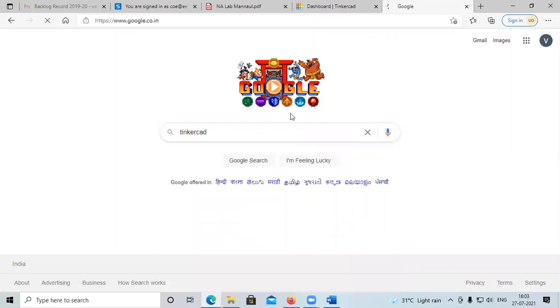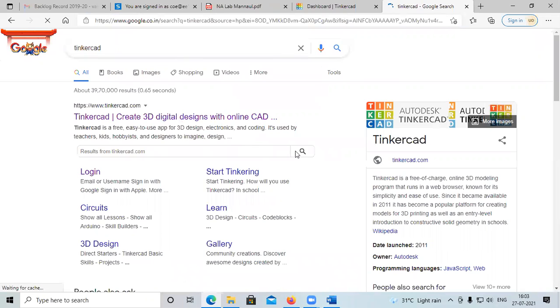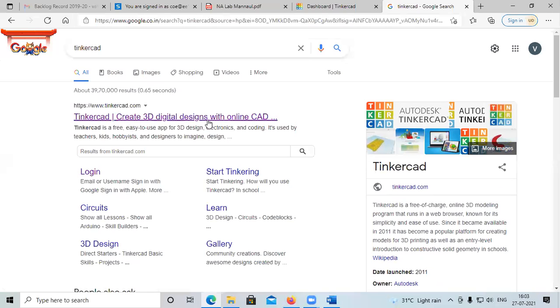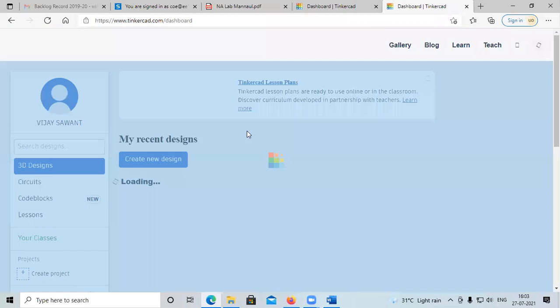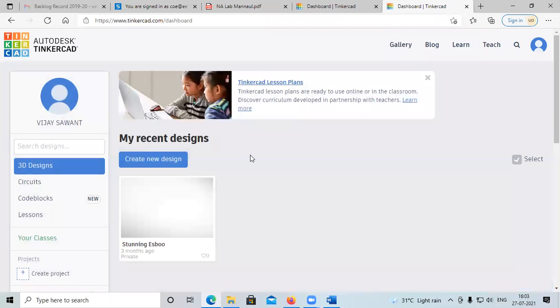When you type Tinkercad, this window will open. Click on the first website, Tinkercad create 3D login. First it will ask for registration. It is free software. Just type your email and create a password, and you can log in. You only need an email ID and a password to register.